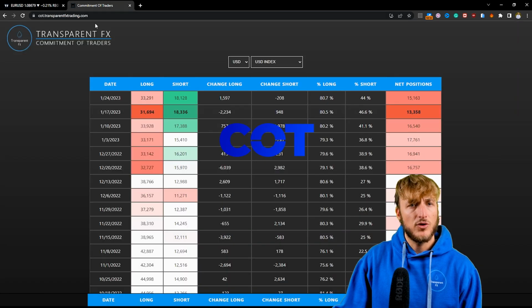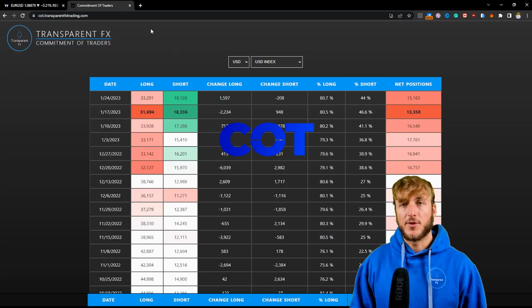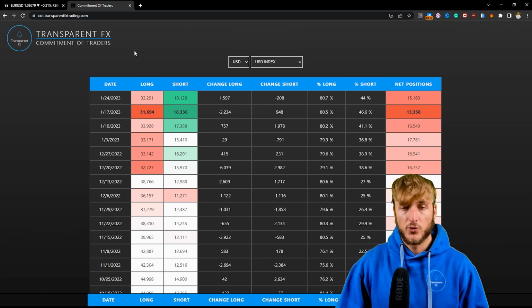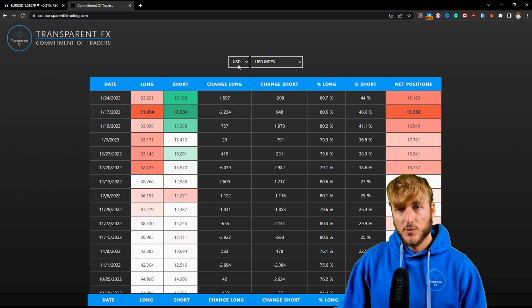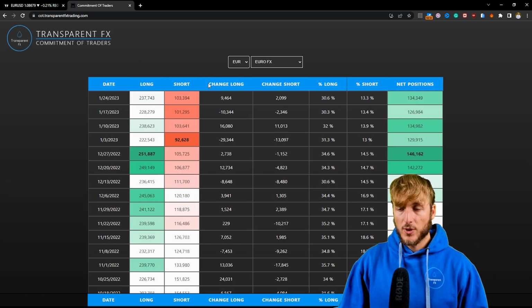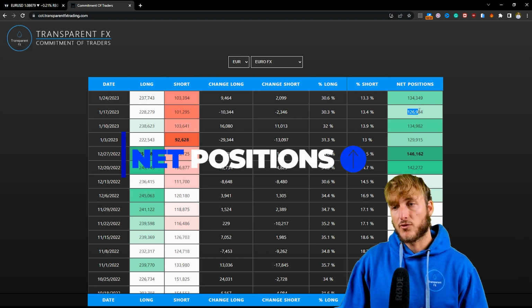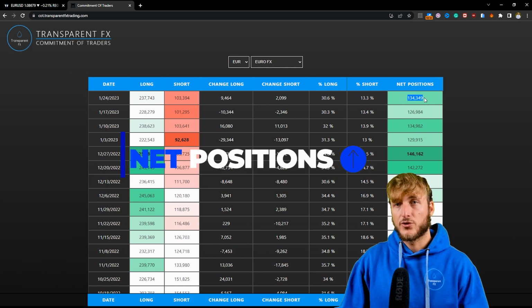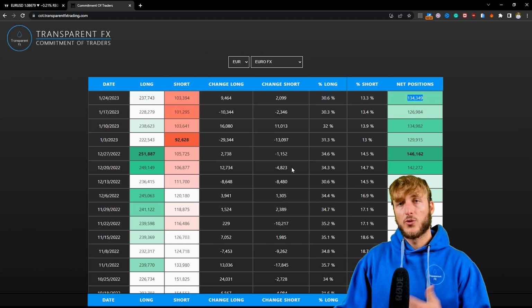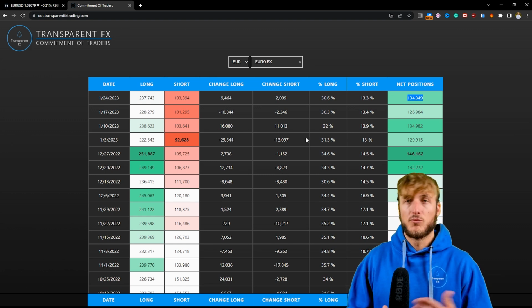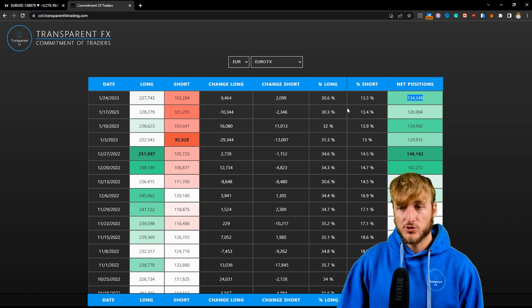Now, if we go and see what we have when it comes to the commitment of traders, so the COT data, which is what the non-commercials, so the biggest speculators in the market, are doing, which are essentially hedge funds, and we check the data for the euro, what we can see is that with the last reports, net positions got increased. We went from 126k to 134k net positions, so an overall increase, so a move to the more bullish side of the euro from an institutional perspective.